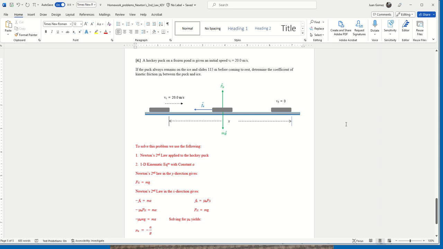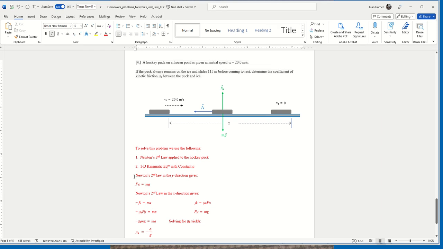Now, obviously, because the puck is not accelerating in the y direction, it's only accelerating in the x direction. And the only 2 forces in the y direction acting on the puck are Fn and mg. Obviously, Fn has to equal mg. Nothing complicated about that. There's no acceleration in the y direction. Fn and mg are the only forces in the y direction, so they have to be equal. So right away, I know that Fn equals mg. That's Newton's second law applied to the puck in the y direction.